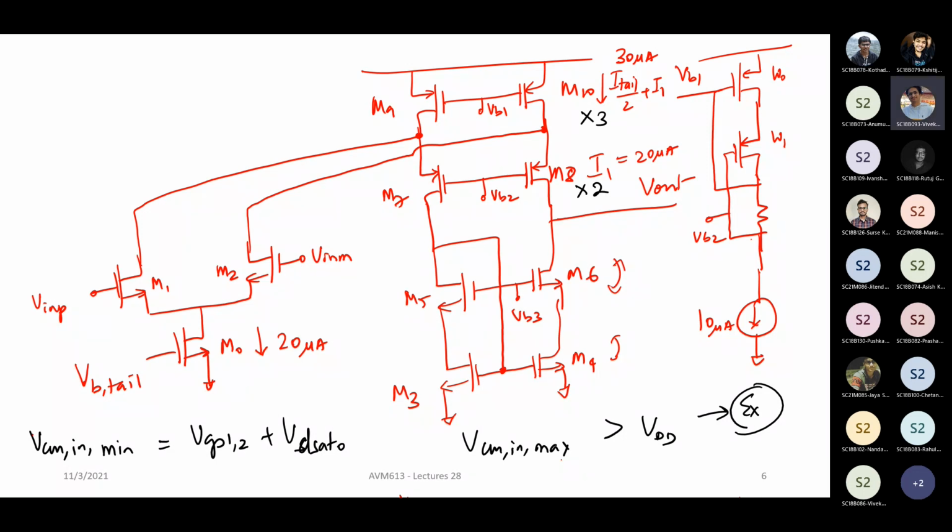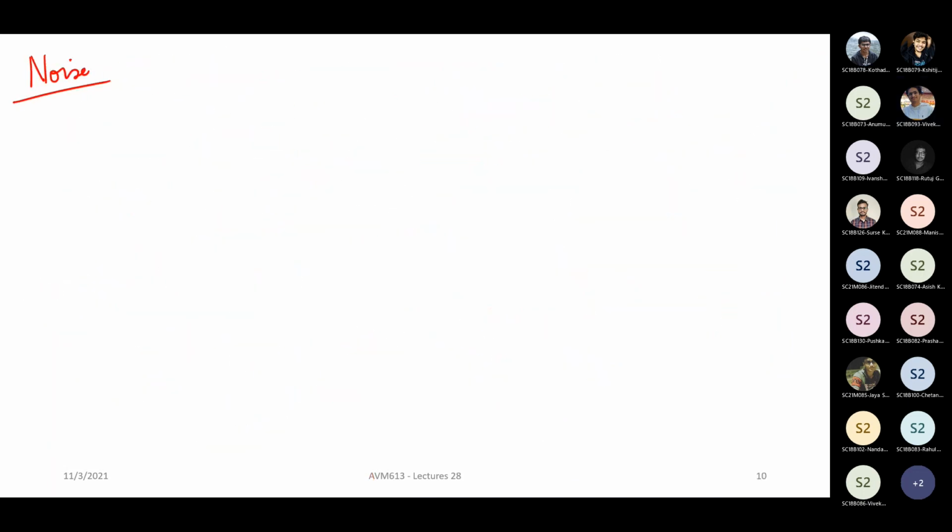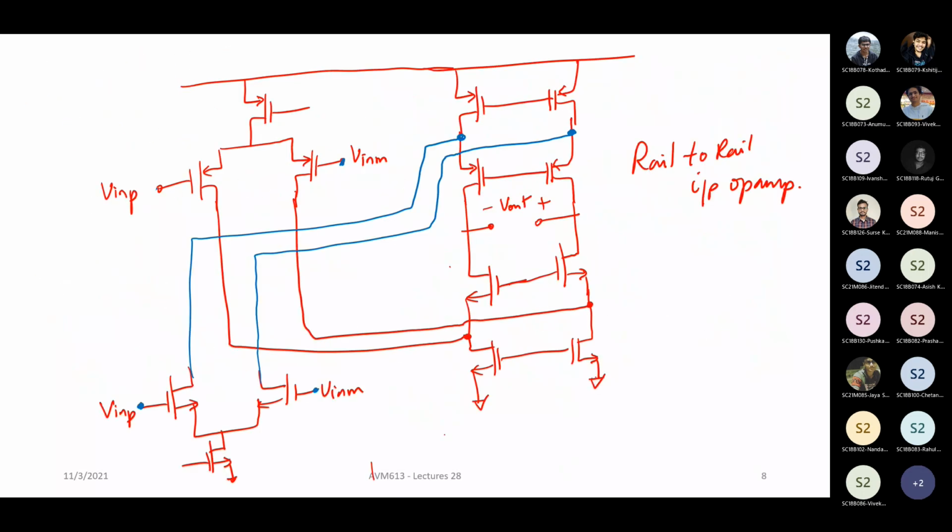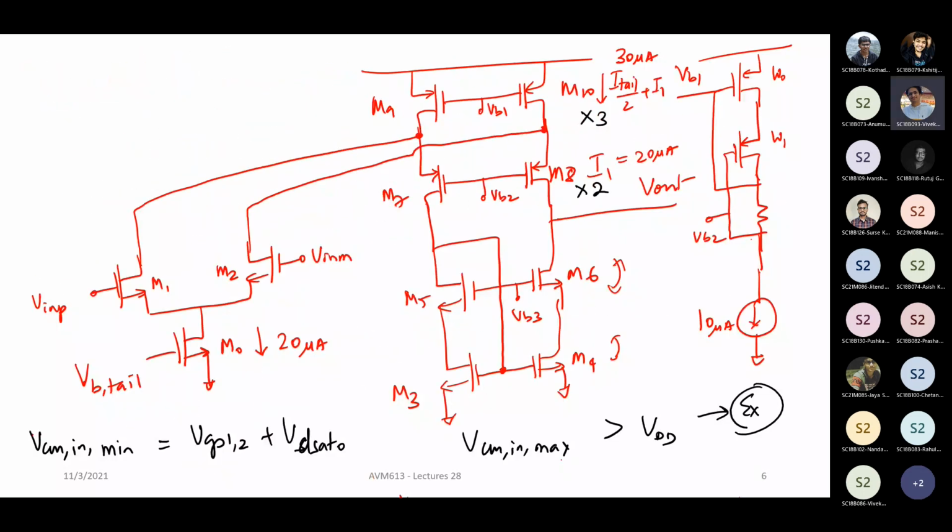Sir, M1, M2, M7, M8, and M5, M6. M1 and M2 definitely will contribute because they are the input pair. M1 will contribute, M2 will contribute, and then M7 and M8, do you think they will contribute to noise? Because they are cascode transistors, right, sir? Yes, so cascoding transistors, will they contribute to noise? Oh, it's the opposite one. Oh, the above one, right, sir?